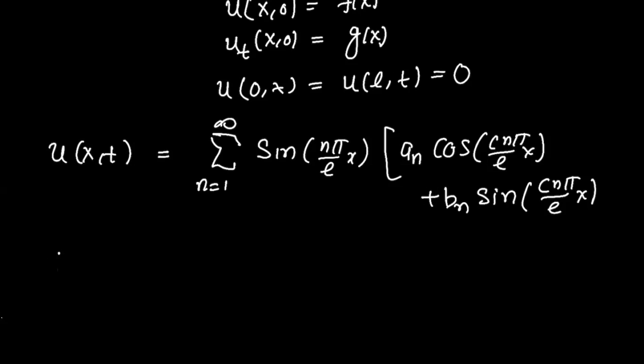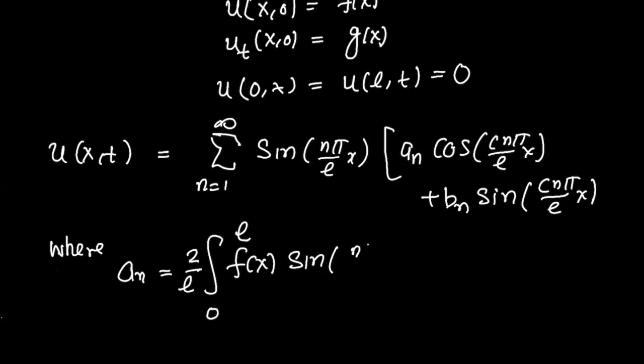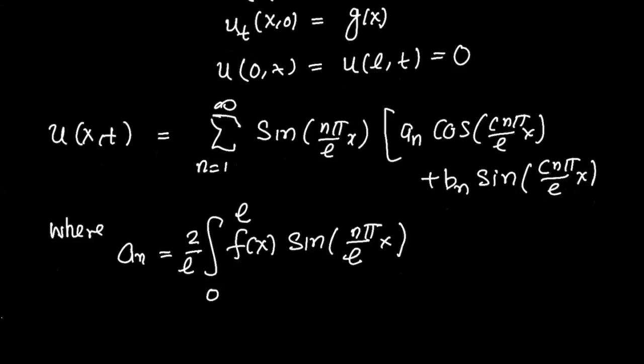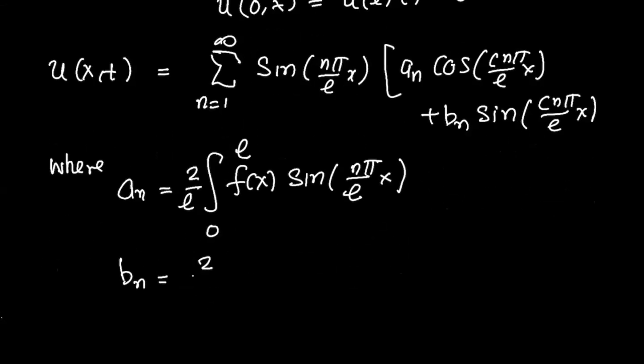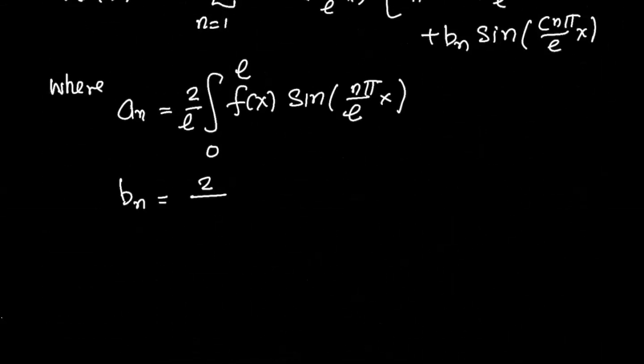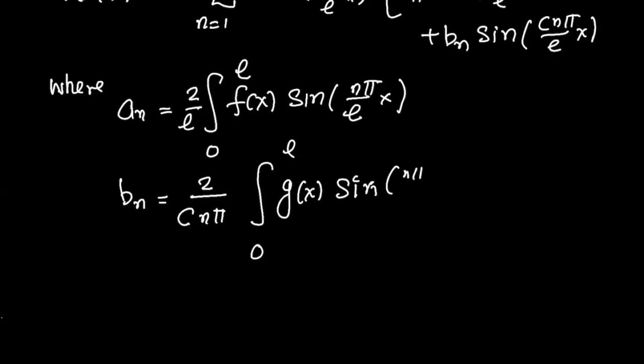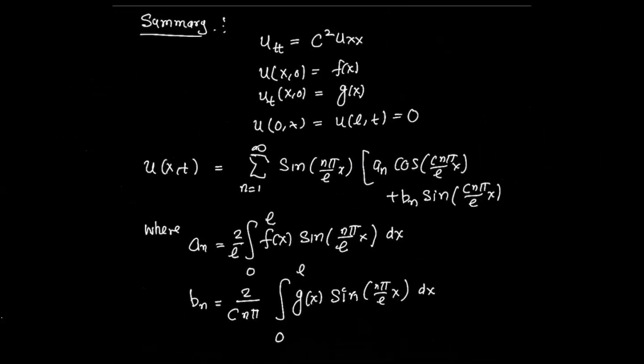where a_n is equal to the integral from 0 to L of 2 over L, f(x) sine n pi over L x, and b_n is a bit different: it is 2 over c n pi, times the integral from 0 to L of g(x) sine n pi over L x dx. So this is your solution. This is the solution of our wave equation.